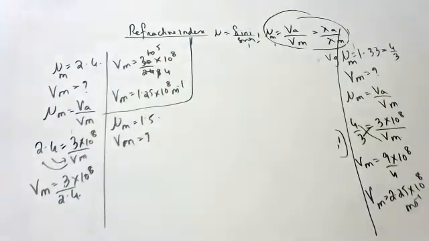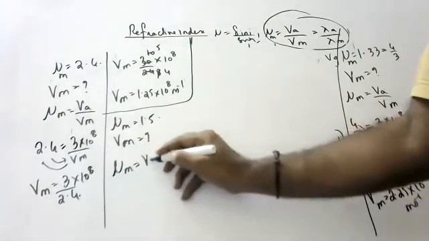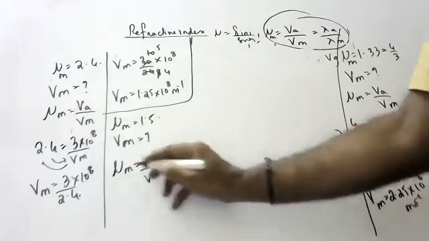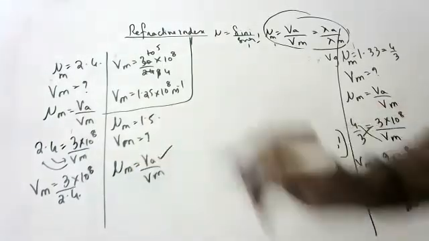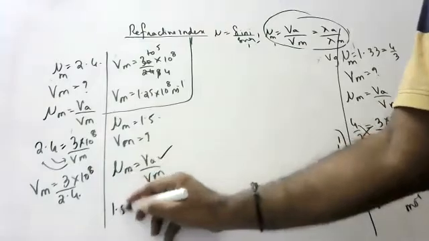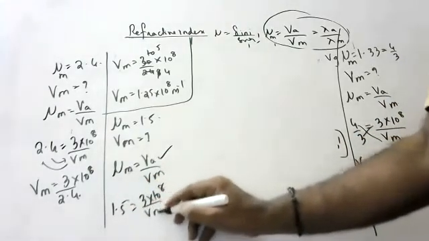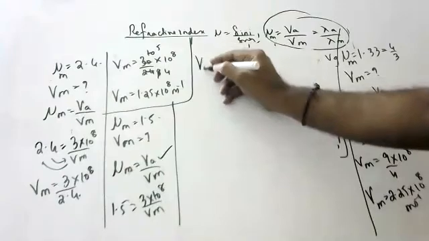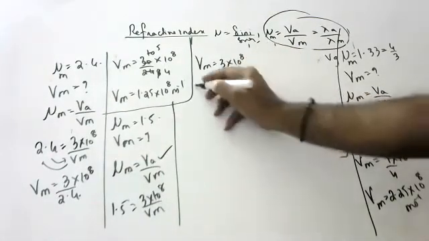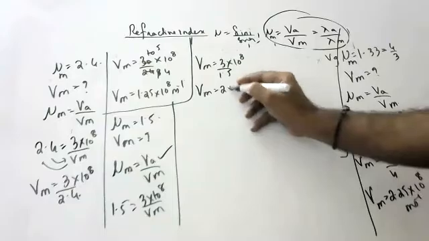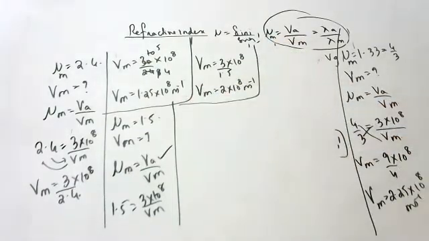That's it. So what we will do is, refractive index of any medium is velocity of light in air by velocity of light in the given medium. If it is glass, glass. If it is water, water. If it is diamond, diamond. This is constant always. So this is given as 1.5 into 3 into 10 to the power of 8 by velocity of light in medium. So velocity of light in medium is 3 into 10 to the power of 8 by 1.5. Velocity of light in medium is 2 into 10 to the power of 8 meters per second in that medium.